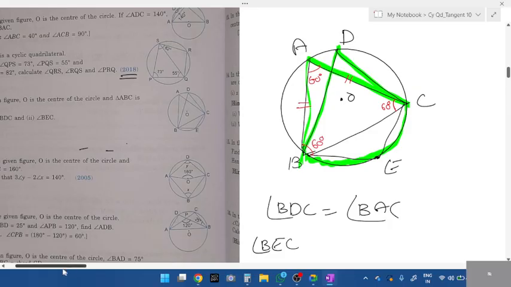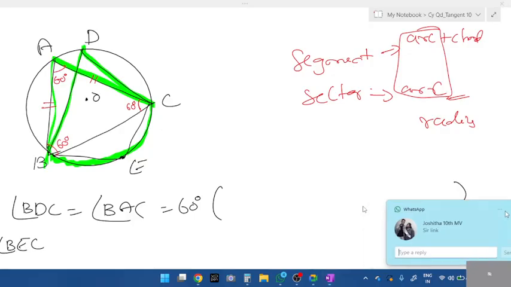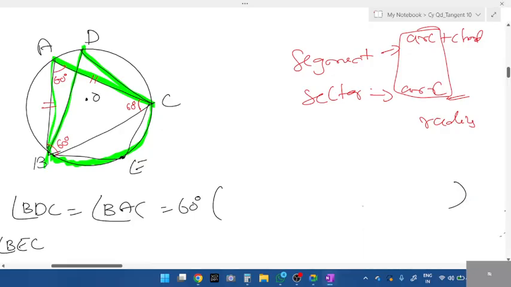We need to find even BEC. Okay, now it is equal to 60 degrees. Angle formed on the same segment. Okay, both are chords, students. Both angle A and D are chords here. Angle formed on the same segments are equal. Is this clear?